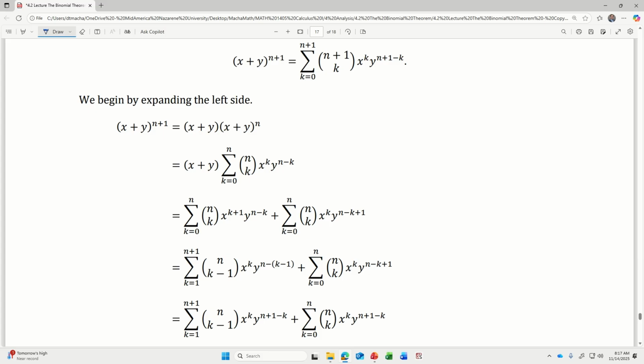So we take this, we look at the left side, and we're going to expand it. So instead of having the n plus 1 power, we've got the n power, but we also multiply by an extra x plus y. Does that make sense?